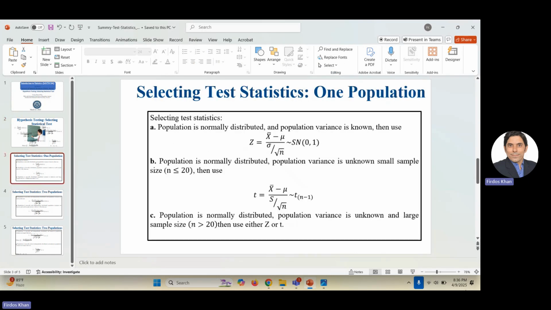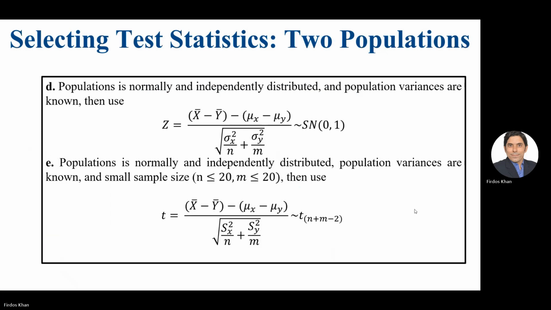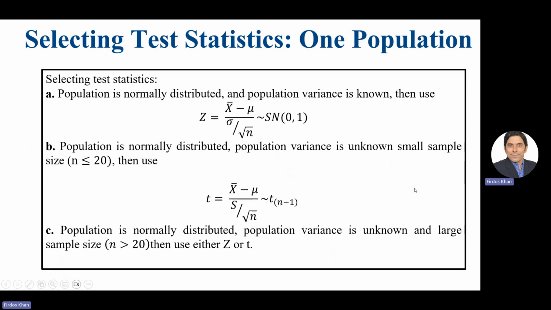Well, now the first case is about one population mean. So we are talking about testing of hypothesis about one population mean. How can we select the test statistic, and which test statistic can we use?